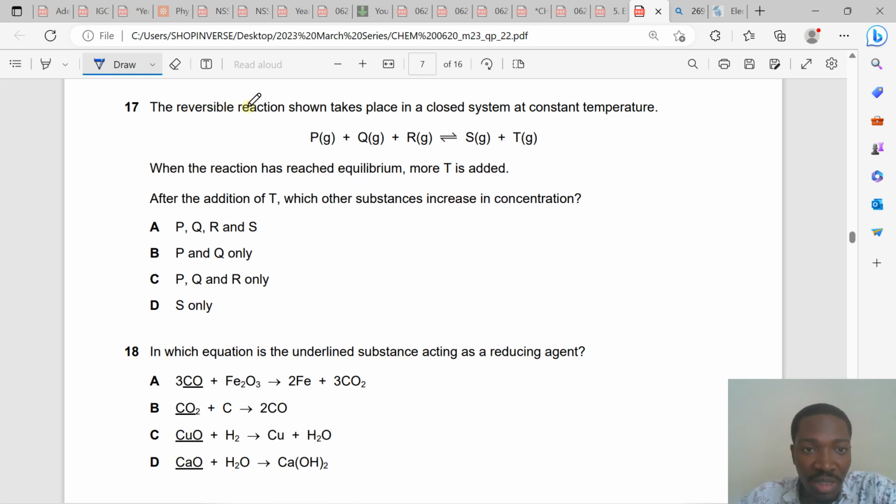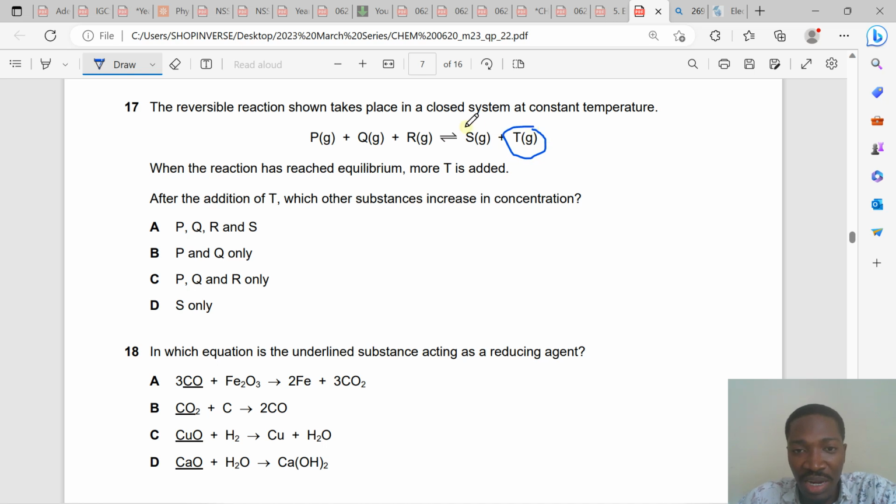The reversible reaction shown takes place in a closed system at constant temperature. P reacts with Q and R to produce S and T. They are all in the gaseous state. When the reaction has reached equilibrium, more T is added. You are adding more of the product. After the addition of T, which other substances increase in concentration?